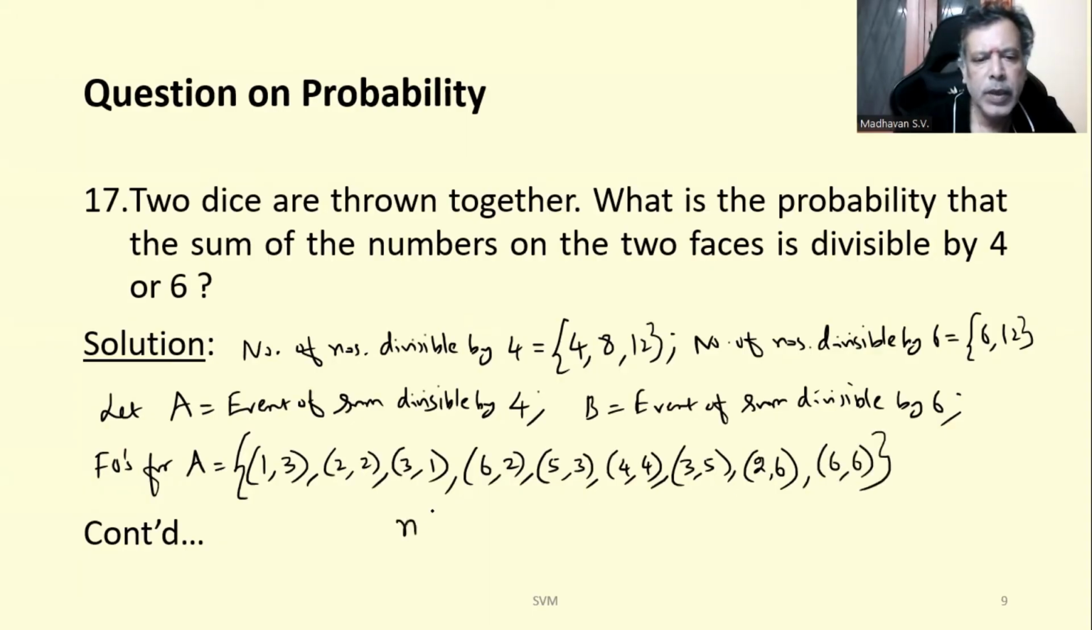So therefore, number of favorable outcomes of A is equal to, let us count it, 1, 2, 3, 4, 5, 6, 7, 8, 9. So number of favorable outcomes for A is 9.